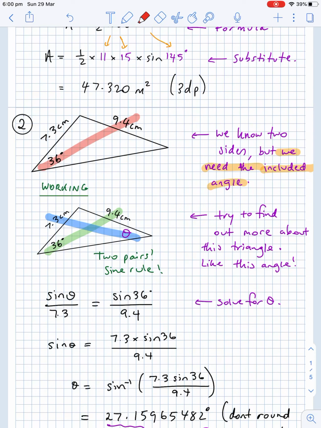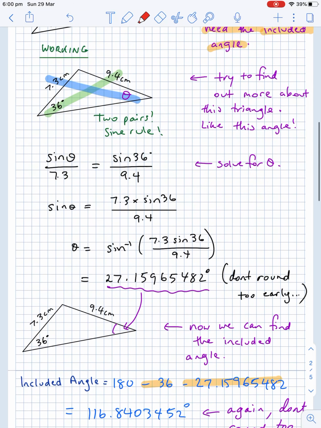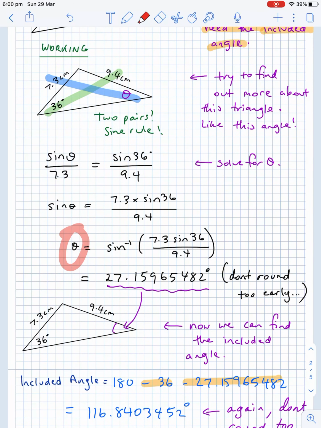I've got 1 pair, and if I try to figure out this angle right here, that gives us another pair. So 2 pairs allows us to use the sine rule, which is definitely the quickest rule to use out of sine or cosine rule. So with these 2 pairs, we put them into the sine rule formula for finding an angle. So the sines are at the top. We get our theta by itself, and we put this into our calculator to get our value of theta.